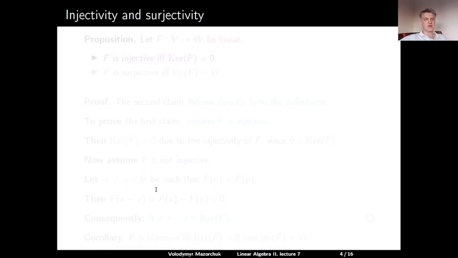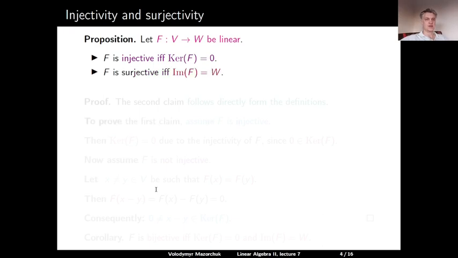Next observation about kernel and image is that they can be used to determine such properties of a linear map as surjectivity and injectivity. So as before, let F be a linear map from a vector space V to a vector space W. Claim 1, the map F is injective if and only if the kernel of F is 0. Claim 2, the map F is surjective if and only if the image of F is equal to the whole target space W.